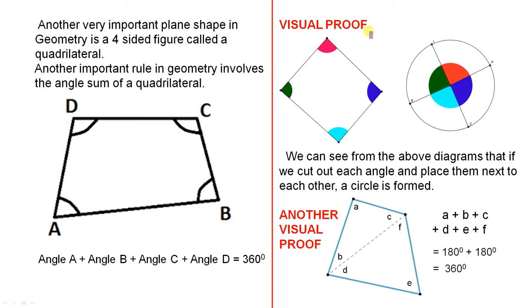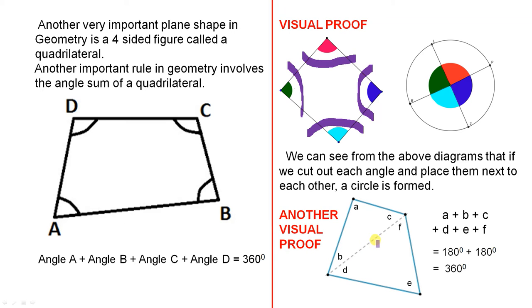Now the visual proof, which is similar to the one we saw for a triangle. Here's a quadrilateral with four separate angles. If you cut each of these angles out with scissors and put them side by side, you'll find they form a perfect circle. So we can see from the above diagrams that if we cut out each angle and place them next to each other, a circle is formed. And we know that there are 360 degrees in a circle. Another visual proof is this.